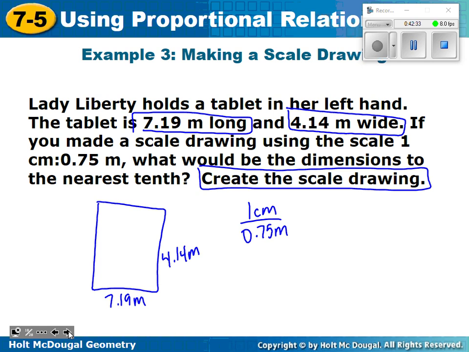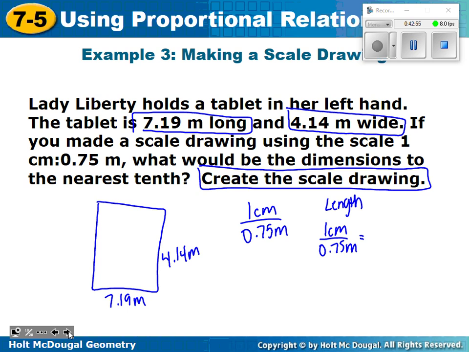So, really quickly, how many times am I going to have to write a proportion here to find the dimensions? Twice. Once for the length and once for the width. So we'll do length first. Every time, start with your scale: 1 centimeter to 0.75 meters.